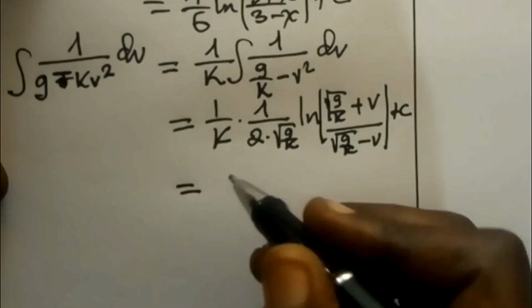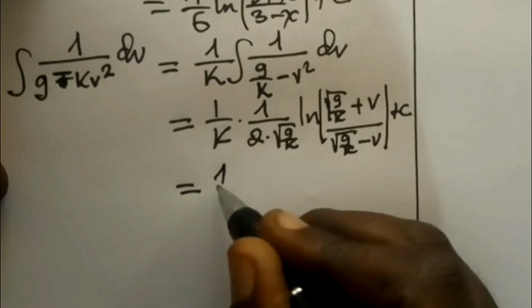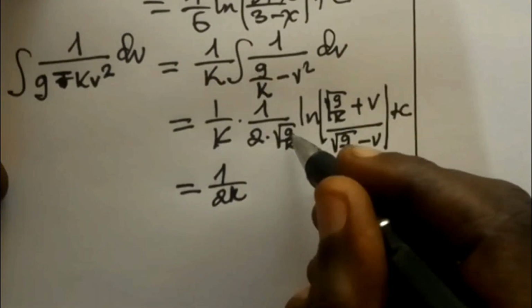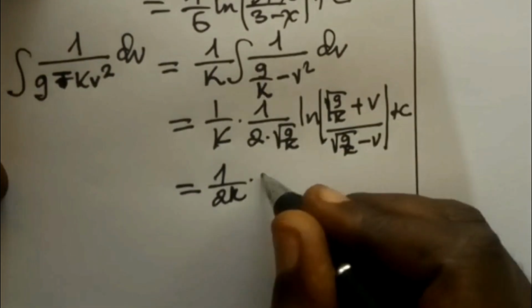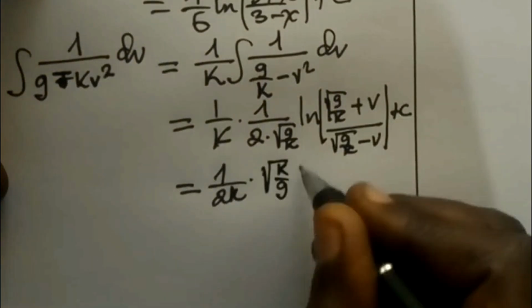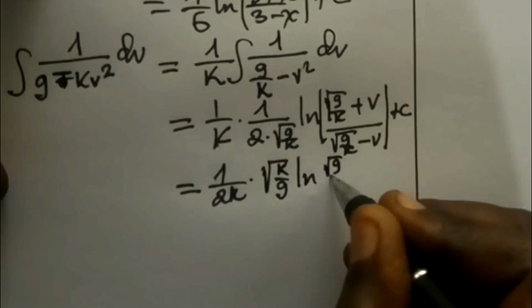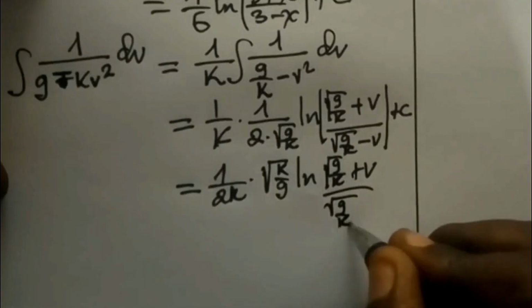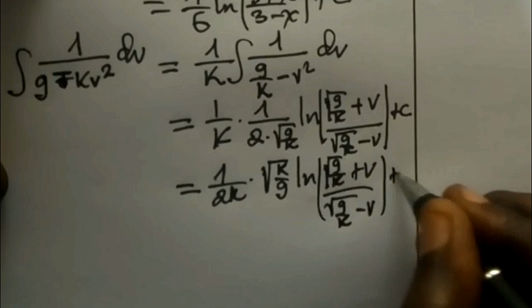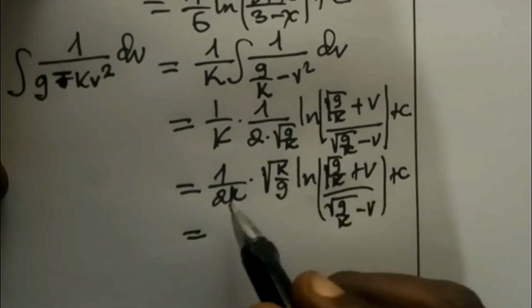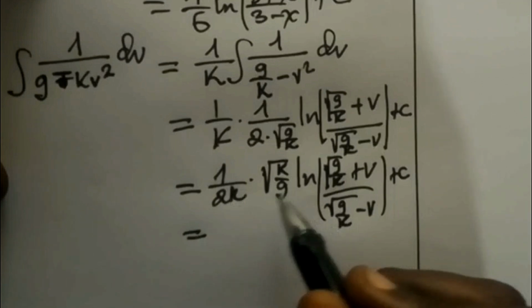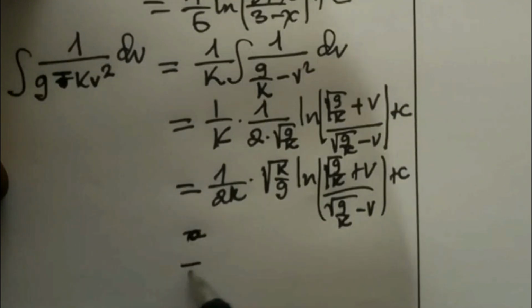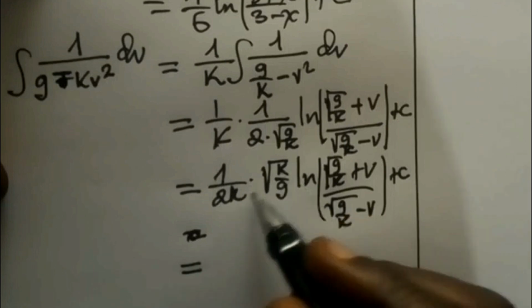And at the end, I get 1 all over 2k, this k times 2, and then I invert this other expression and it gives me the root of k all over g, ln of root g all over k plus v all over root g all over k minus v. Overall, I simply square whatever is outside here and send inside, but rather I will leave the 2 outside to simplify. I leave the 2 outside since there is k in this other expression.